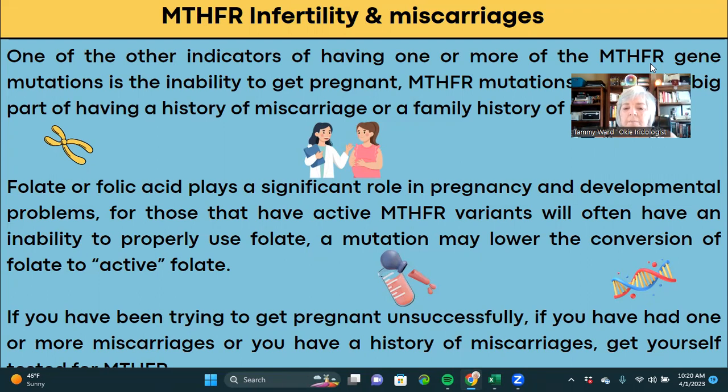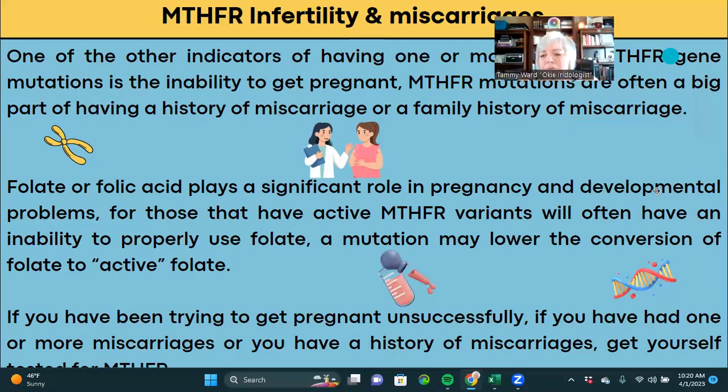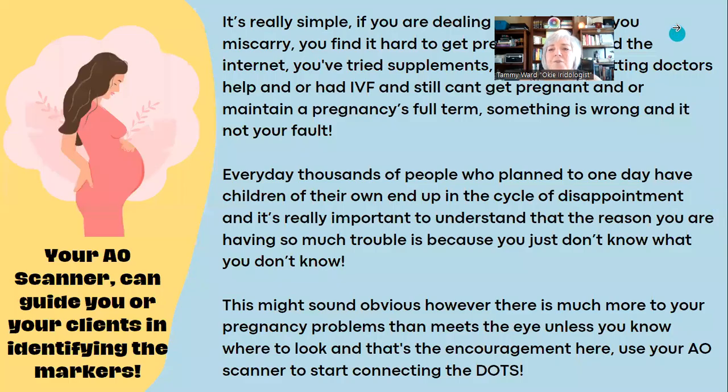If you've been trying to get pregnant unsuccessfully, if you've had one or more miscarriages, or you have a history of miscarriages, get yourself tested or use that AO scanner and really start digging into those markers. Some of the tests are pretty inexpensive to do, but you have a beautiful tool in your hand, so use it.